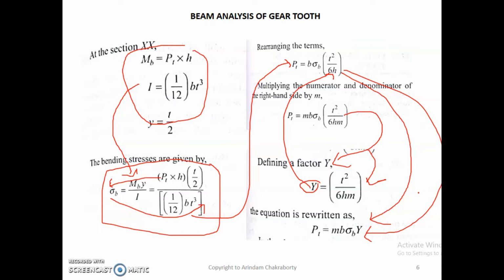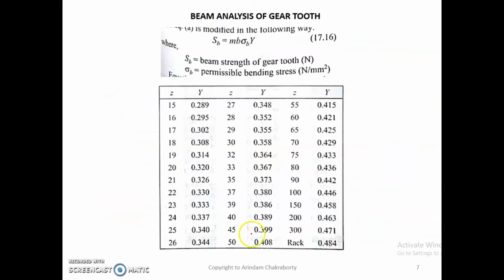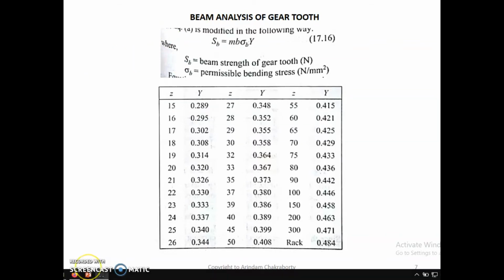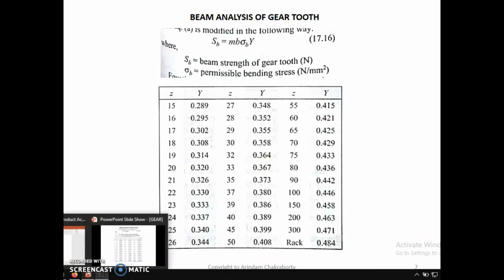As we can see over here, what is this? This is a Lewis table which actually makes it easy to understand or calculate the bending stress. Like if the number of teeth is 15, the value of Y will be 0.289. So who decided it? It was decided by AGMA. So I'll teach you about AGMA in the next class. So we know what is Y.